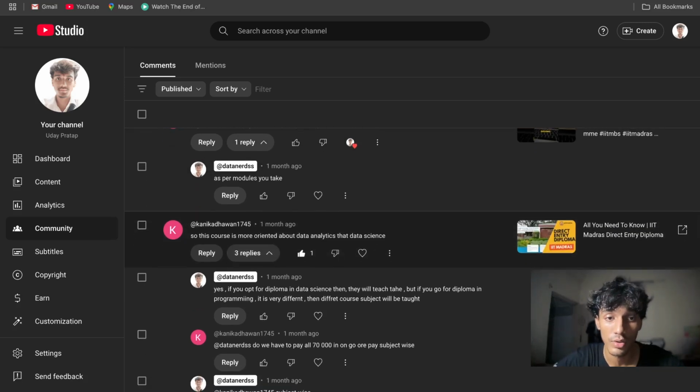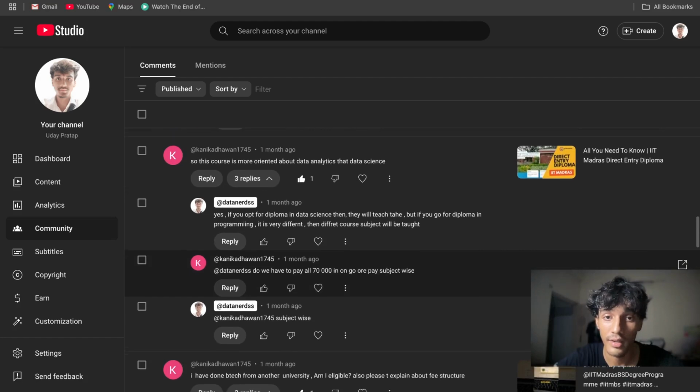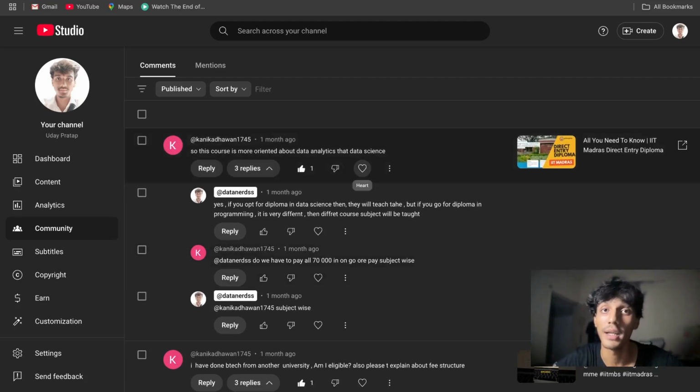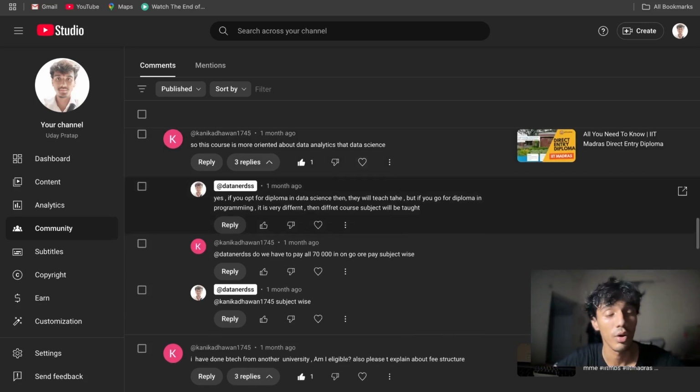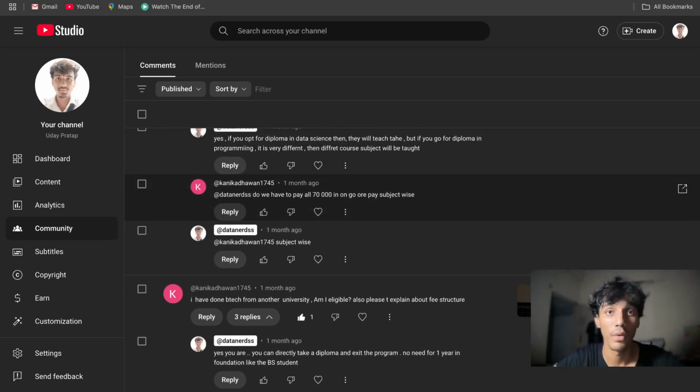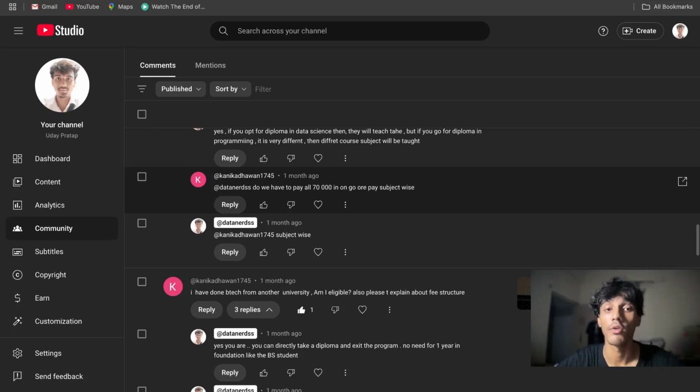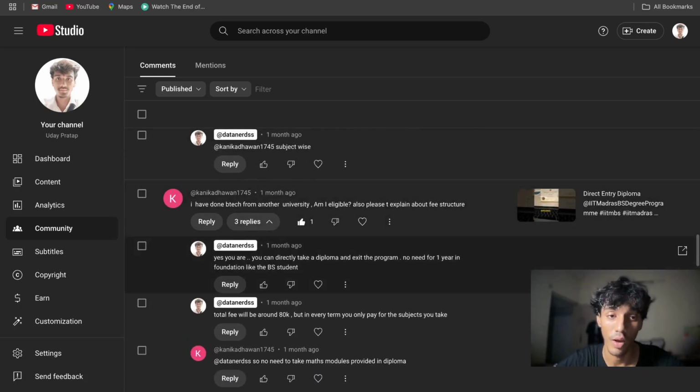Then, so this course is more oriented about data science, data analytics. Yes, if you join the direct entry diploma, it is completely about data science only. I have already talked about the subjects. First three subjects are only pure machine learning: machine learning foundation, machine learning techniques, and machine learning practice. Everything from the basics to the coding part. Three subjects cover it all. Two subjects, maths one and maths two, cover the math part of the ML, and the business data management and business analytics. Two subjects on analytics, so that you can build on the data analytics role as well.